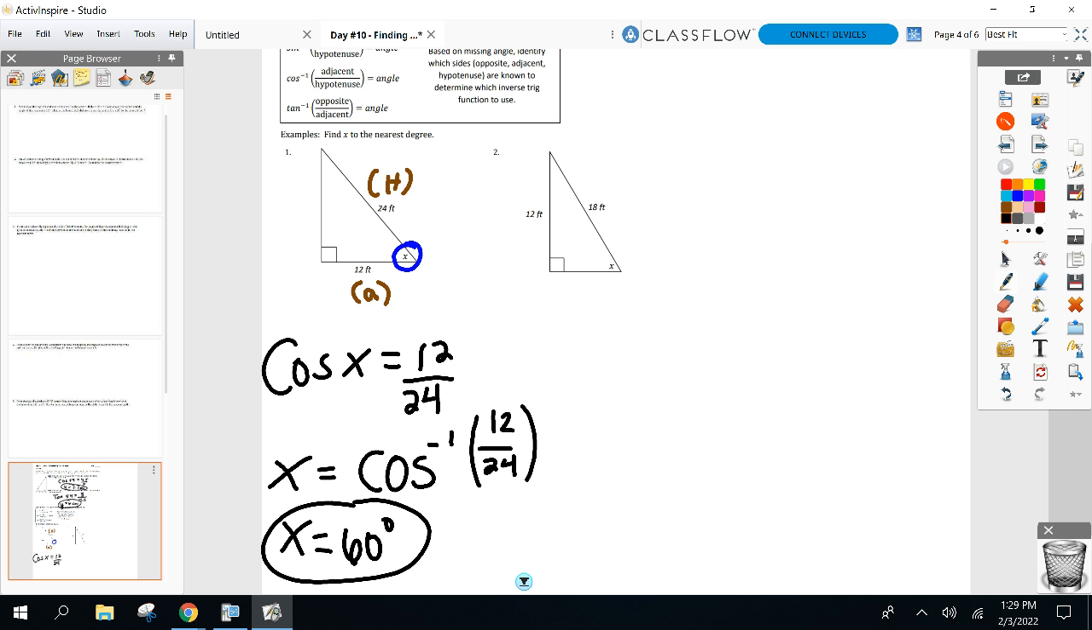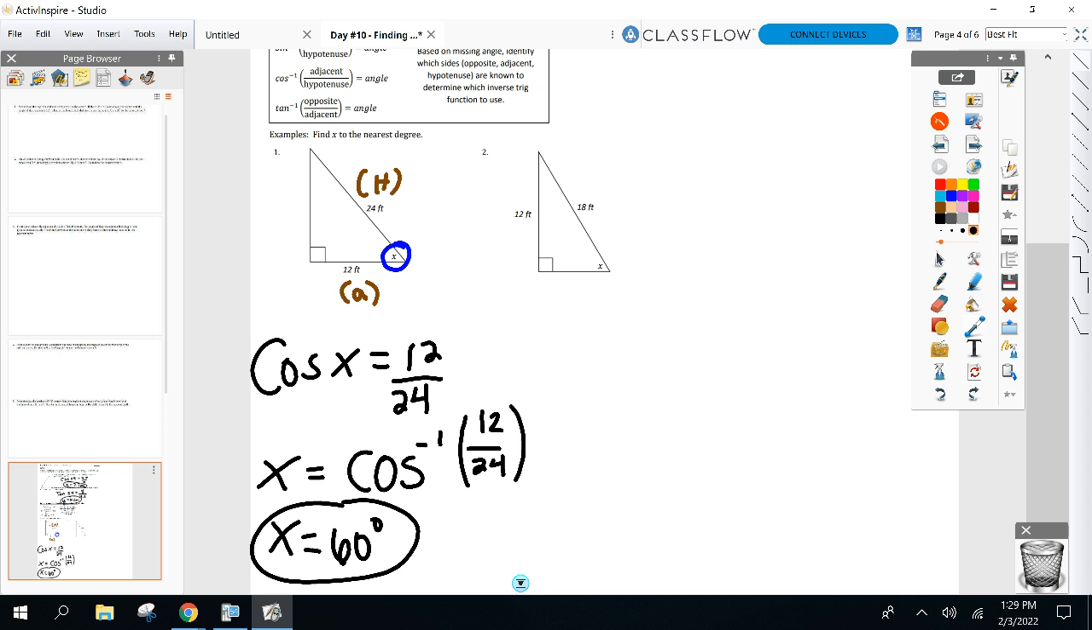That is only for finding an angle. Find a side, I cross multiply. Find an angle, I got to do inverse. All right, have to do inverse. Yes, Quan? Can you simplify it and still get the same answer? 1/2? Yeah, it'll still work.